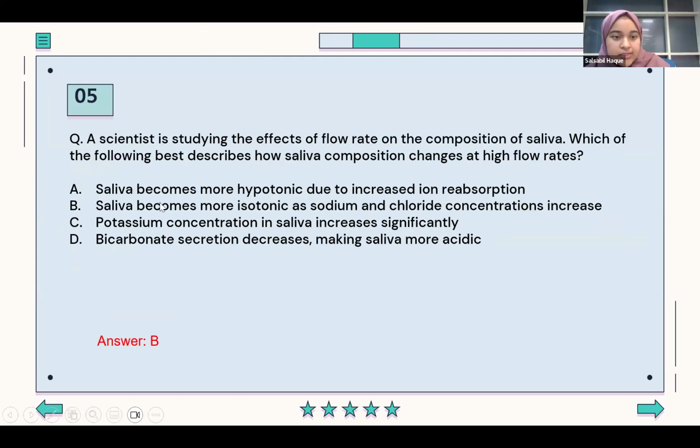Look here. It says saliva becomes more isotonic, sodium chloride concentration increases in the saliva because less is being reabsorbed from the saliva. Does that make sense? Yes, thank you. You're welcome.